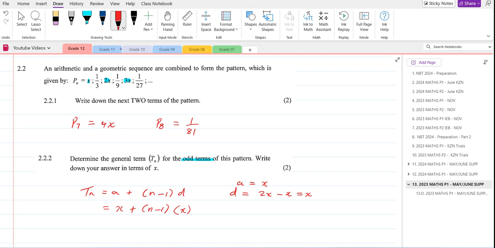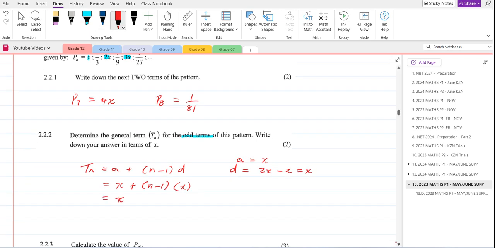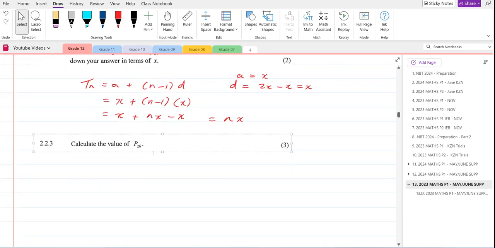Now continuing and opening this up, we're going to get x plus nx minus x. You can see x and x cancel out. The answer is just nx. I hope you guys understood that. Moving on to the next problem. Calculate the value of P26.